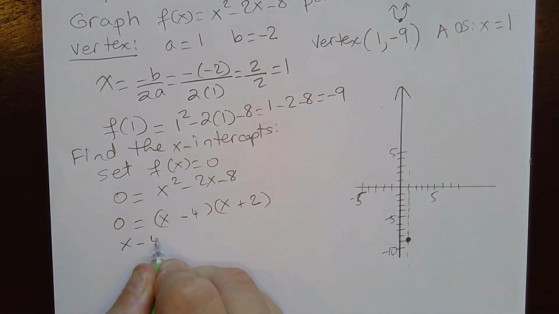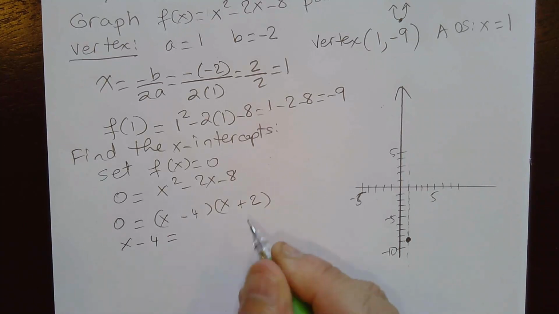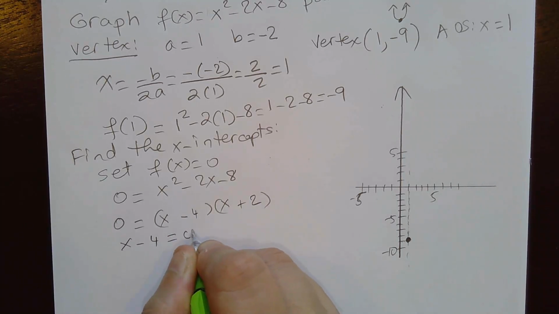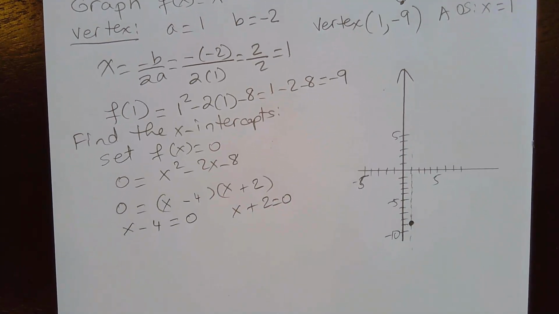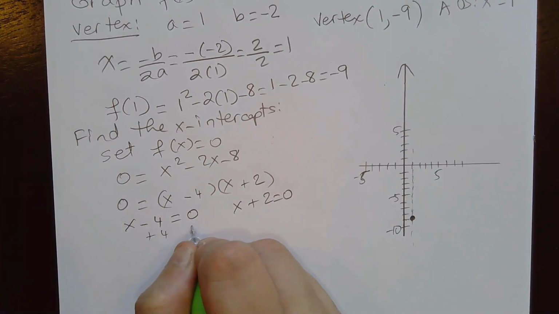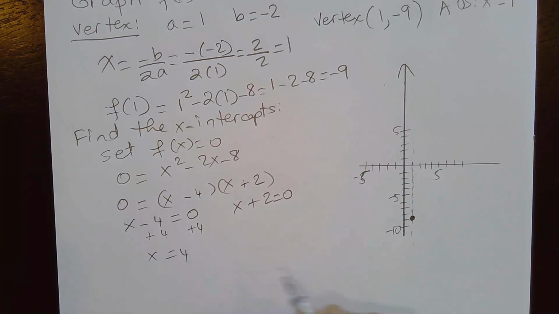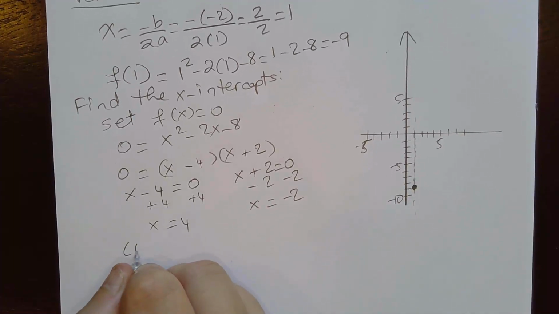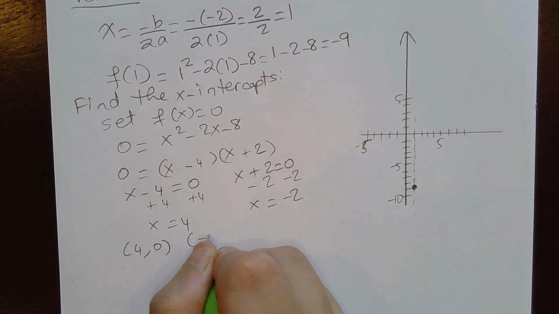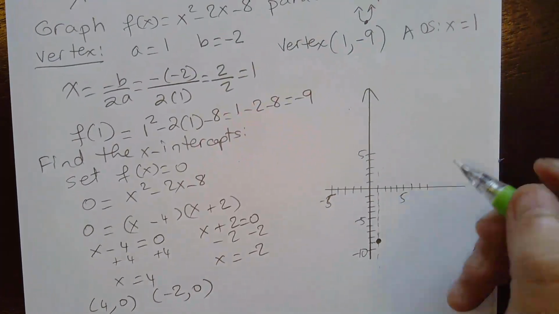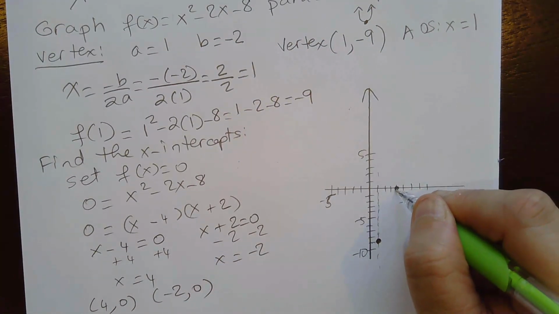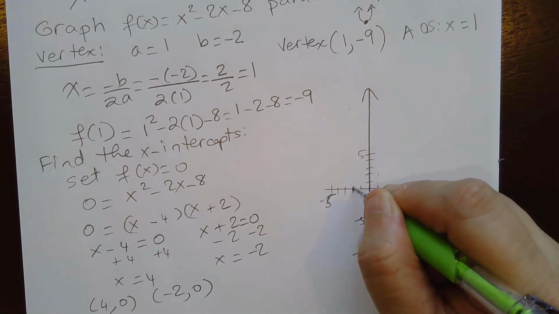Now setting each factor containing a variable equal to 0 and solving for the x-intercepts, you add 4 on both sides and x will be equal to 4, and you subtract 2 on both sides and x will be equal to negative 2. The x-intercepts are (4, 0) and (negative 2, 0). You can plot them if you like.